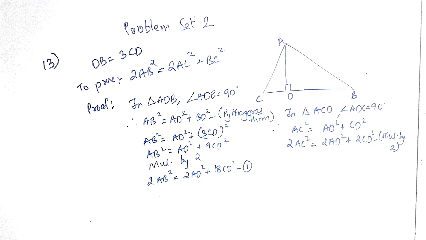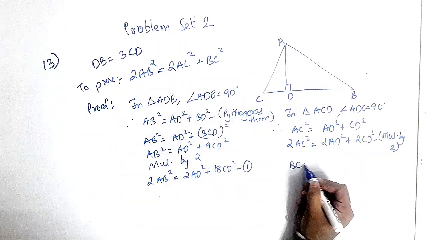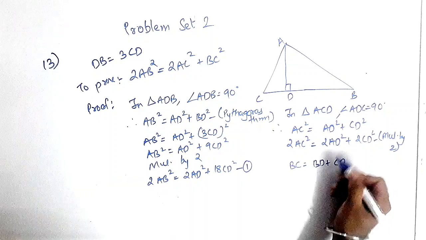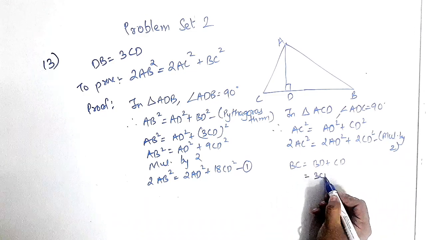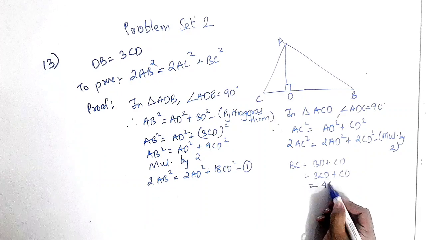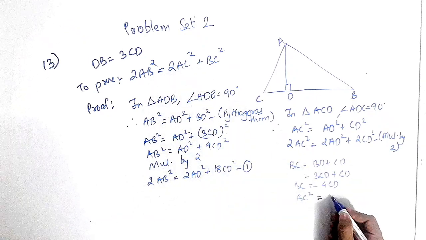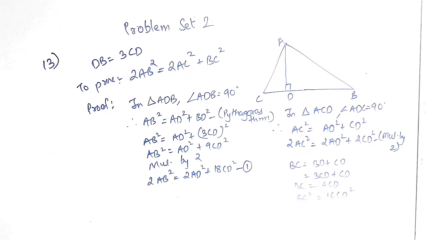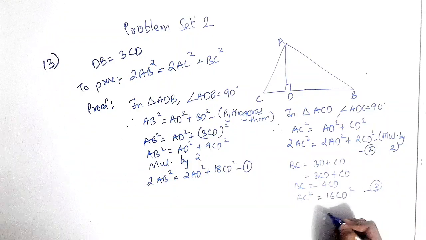Then we want BC square. How will we get BC? Simple. BC is equal to BD plus CD, correct? BC is nothing but BD plus CD. BD is 3CD plus CD, so this becomes 4CD. I want its square, so BC square will become 16CD square. This is point number 2. This is point number 3.